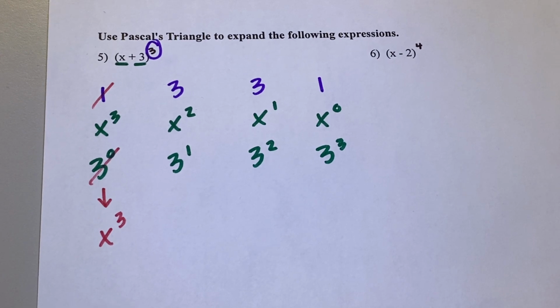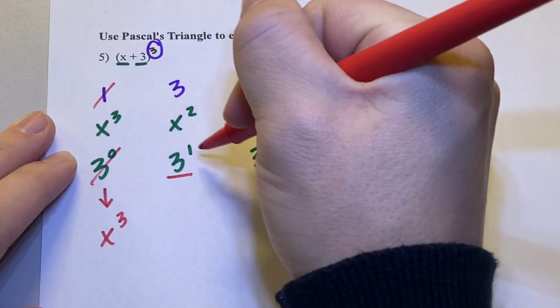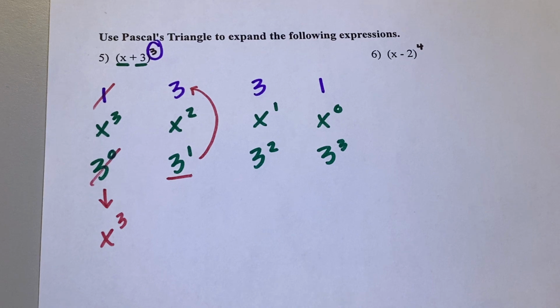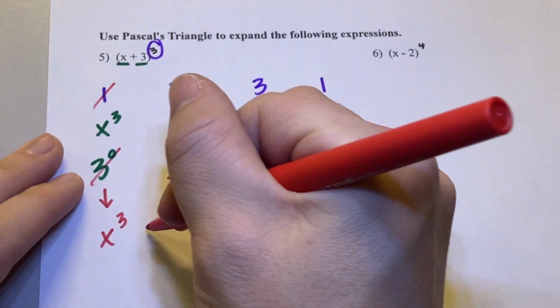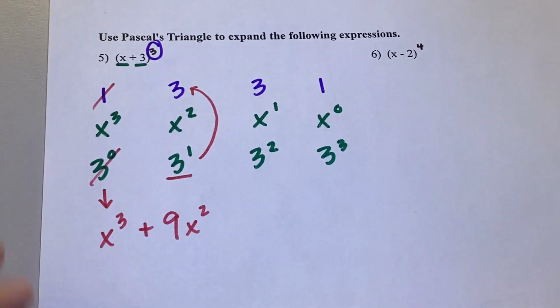Okay. Now we need to take 3 to the first, which is just 3. Multiply it to that 3. What's that going to give me? 3 times 3? 9. So positive 9 with our x squared attached.